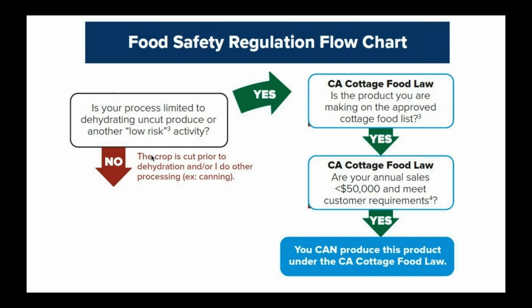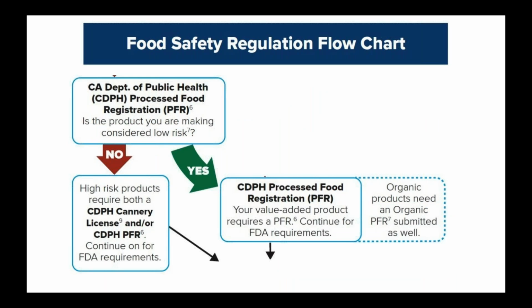Okay, but to shift back over, our answer is no, we're not processing a low-risk activity. So that has us jump to this box where it says, is the product you're making considered low risk? Here again, you say, well, I don't know, is it low risk? So for the processed food registration permit, low risk products would be products that have ingredients in them where the food naturally has a pH that is 4.6 or lower. So simply put, these are products that are naturally high acid products, as Erin mentioned earlier.